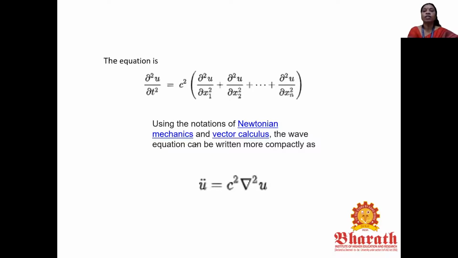So using the notations of Newtonian mechanics and vector calculus, the wave equation can be written more compactly as follows. We are writing the second partial derivative of u with respect to t, that is ∂²u/∂t², as u double dot, equal to c² times these partial derivatives, that is ∂²u/∂x1² + ∂²u/∂x2², etc. to ∂²u/∂xn². We are writing it as del square u. So this is called the wave equation.